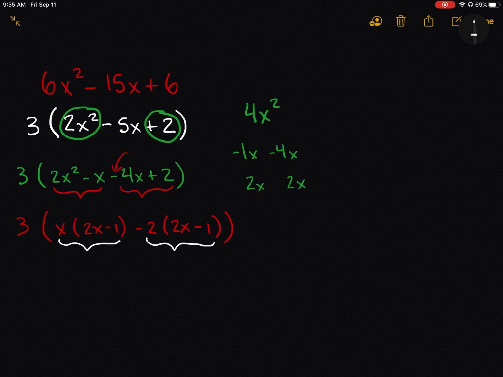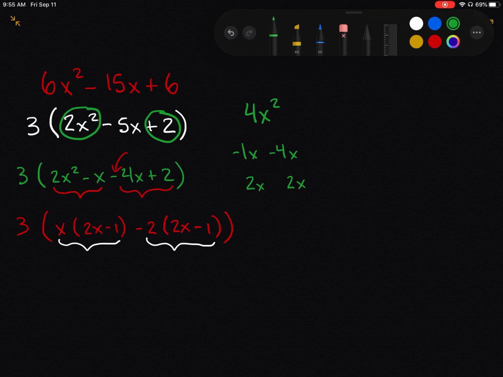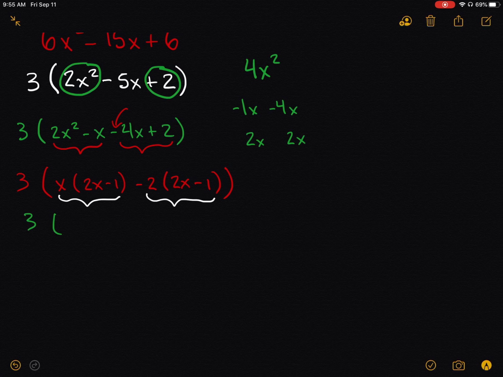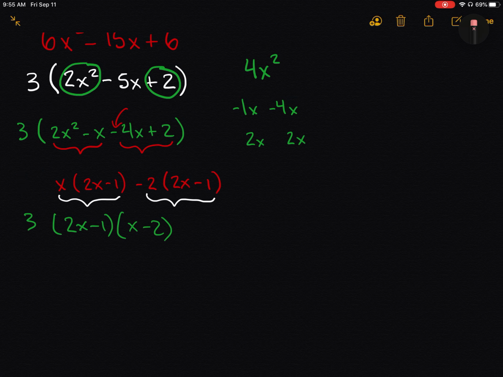And so next, we want to pull out the common factor of each one of those groups, which is going to be the 2x minus 1. So we're going to have 3 times 2x minus 1, and then x minus 2. If that looks confusing to you, allow me to take out the parentheses in this first step here. Take out that. We take out that. So again, the process: multiply the ax squared term and the c. Find the common factor. Find the factors that will add to be the middle term, and then split factor by grouping twice.